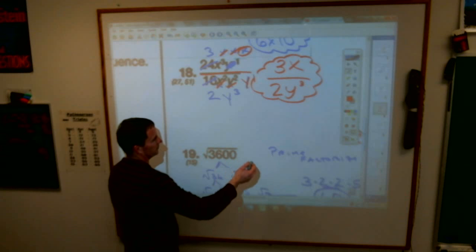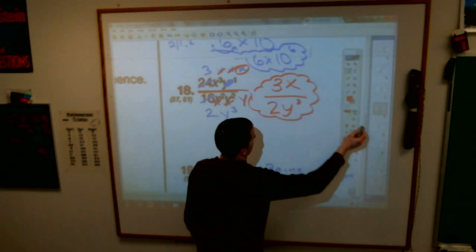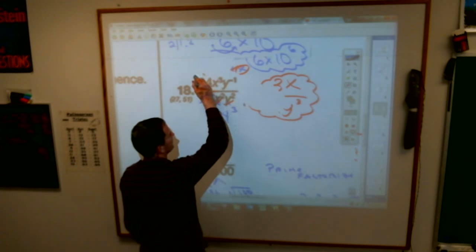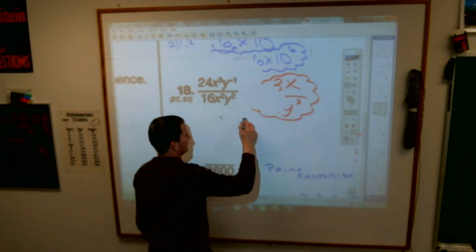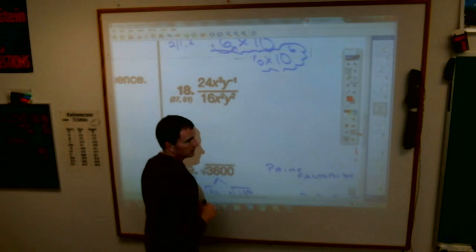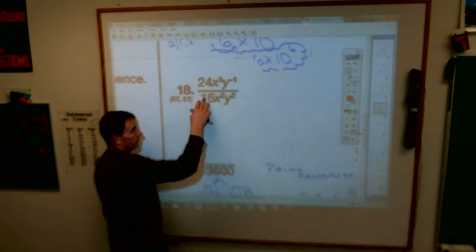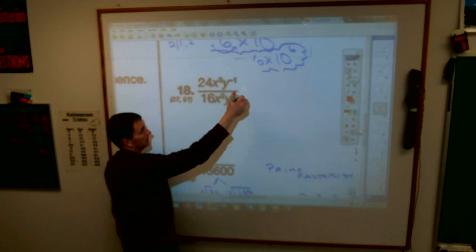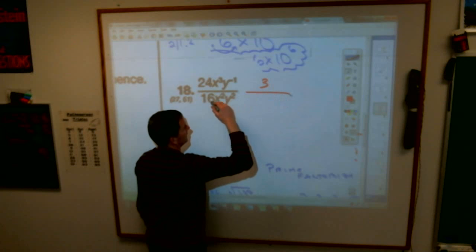Mitch? Should we go back over number 18? What part, what do you need to see? What is bothering you on number 18? You understand how the numbers give you the numbers and the letters give you the letters? Alright, so you understand you divide both of those by 8. Yeah. And you end up with a 3 on top and a 2 on the bottom.